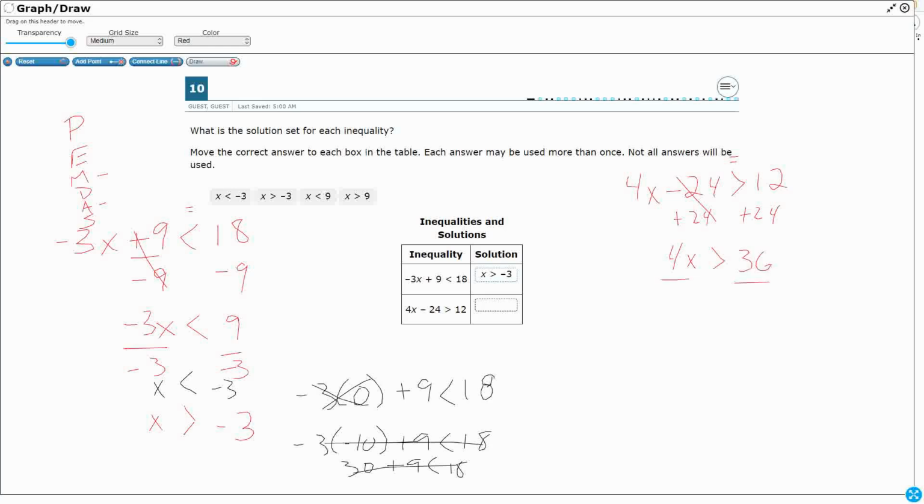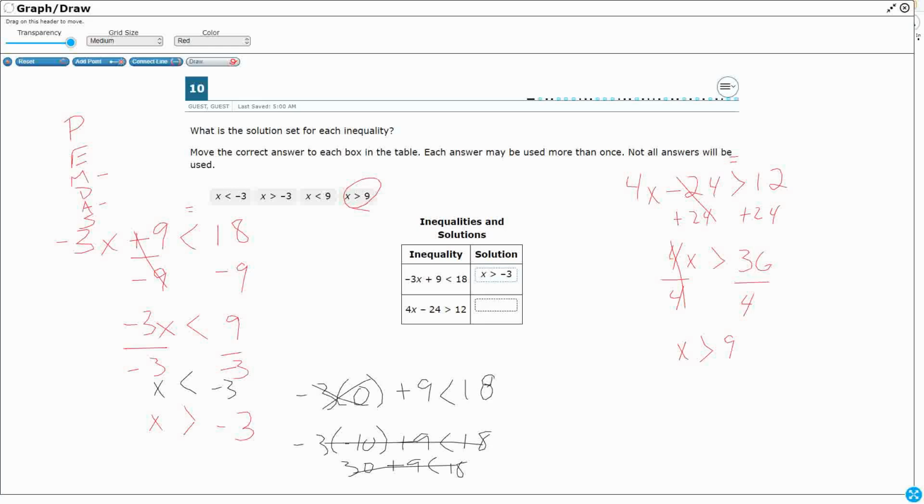Now I'm going to divide both sides. It's a 4 times x. I'm going to divide both sides by 4. And I'm dividing by a positive 4. So when you divide by a positive, or when you multiply by a positive, you don't change the direction of the inequality. So that cancels out there to 1. So x is greater than 9. All right, so we've got that right there.